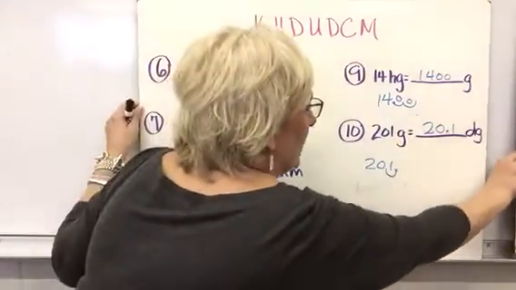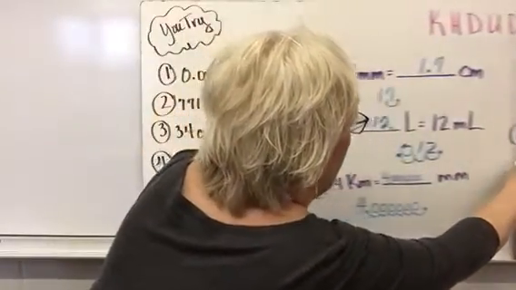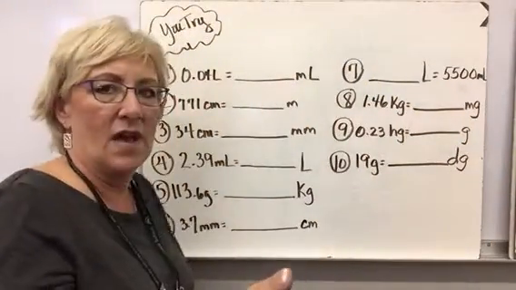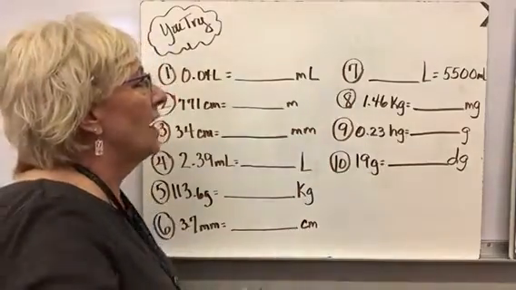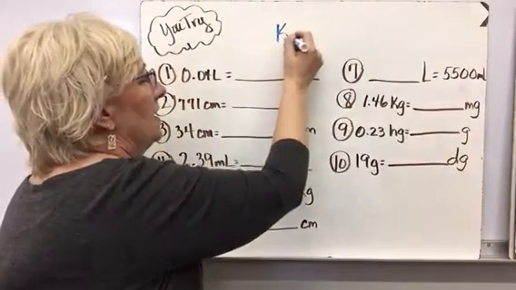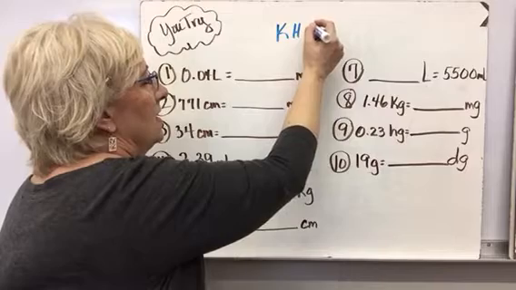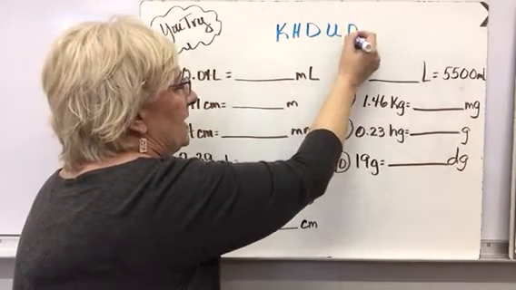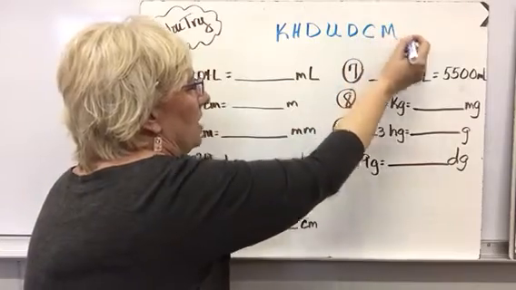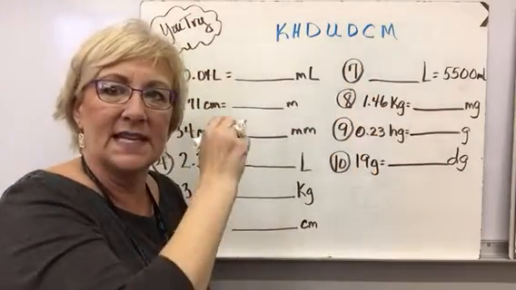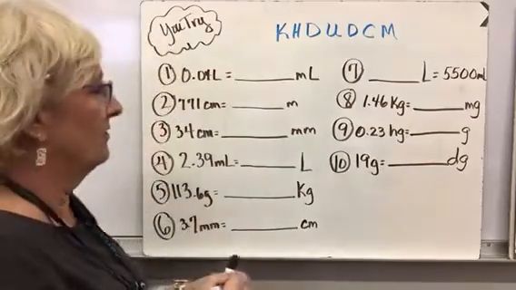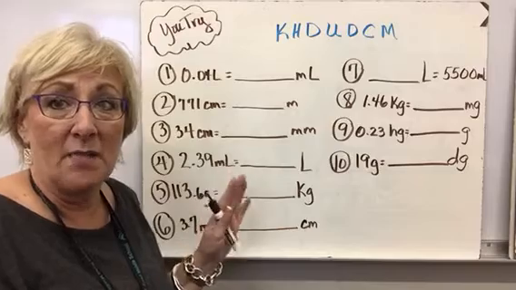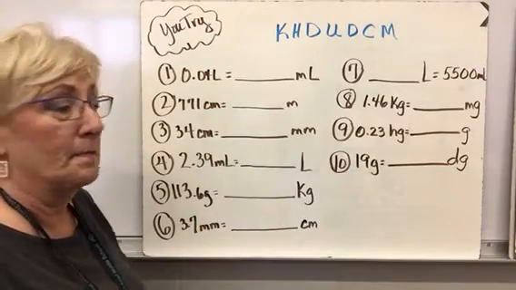These are the ones that I would like for you to try. And please turn off or just pause the video and come back. You can write up here, remember, King Henry died unusually drinking chocolate milk. Always put that up there. If you do that, it's easier to go back and forth. So go ahead and do these, pause your video, and come back and see if you got them right.